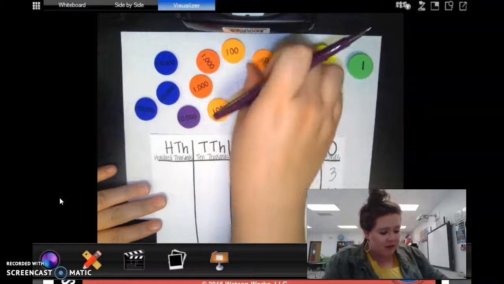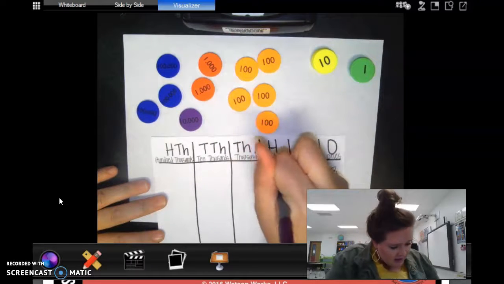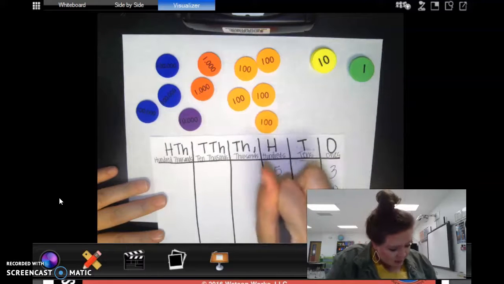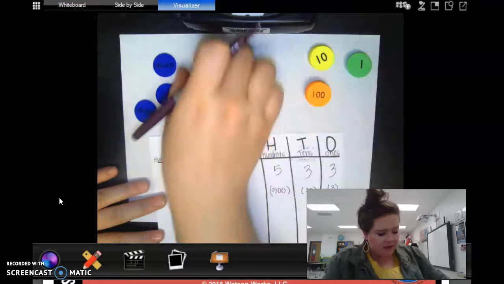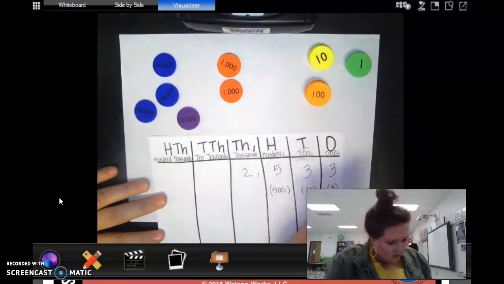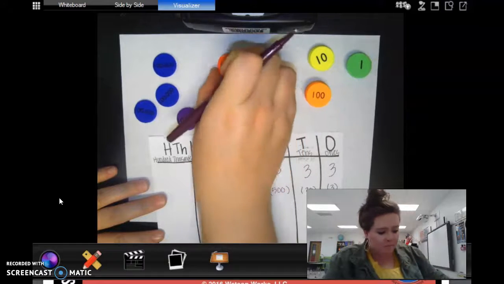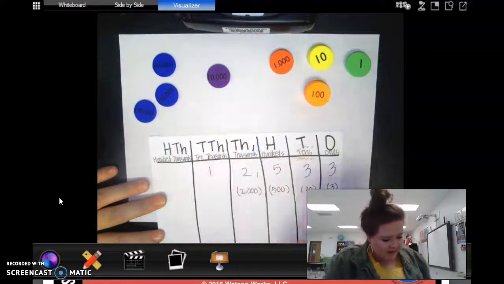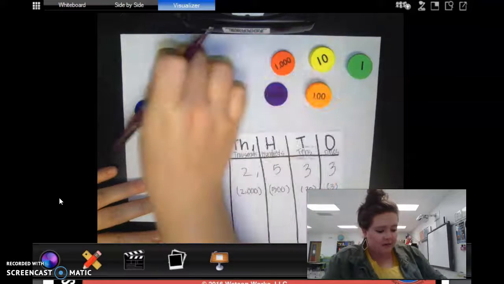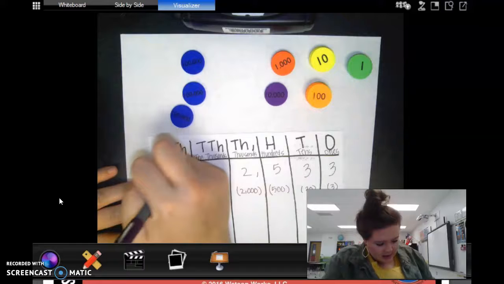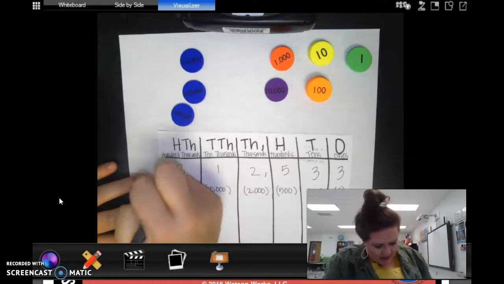And then I'm going to count my hundreds. How many hundreds do we have? We have 5. And the value of that is 500. How many thousands do we have? 2. Put my comma. The value of that is 2,000. I have 1 10,000, so that value is 10,000. And then I have 3 100,000s. And the value of that is 300,000.